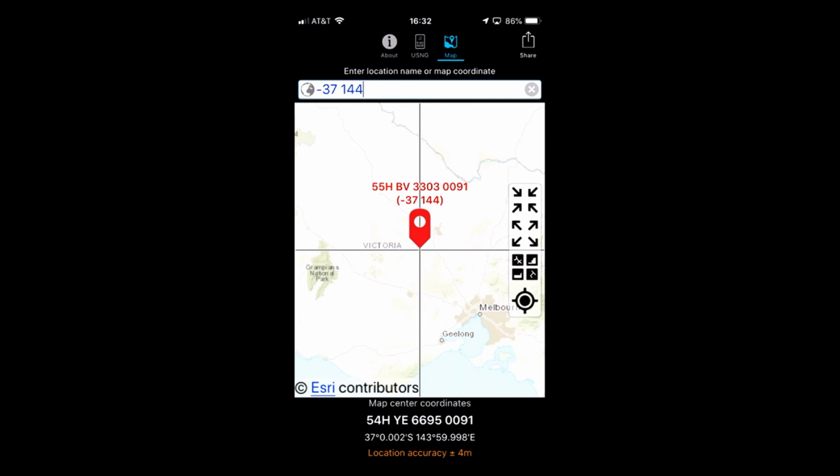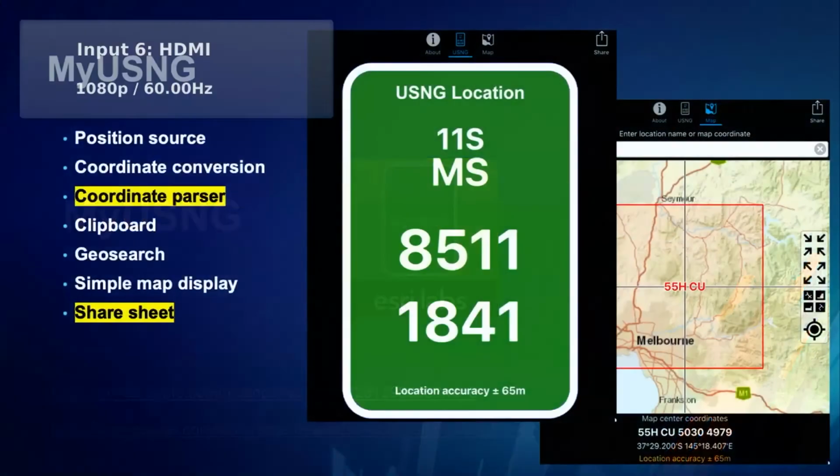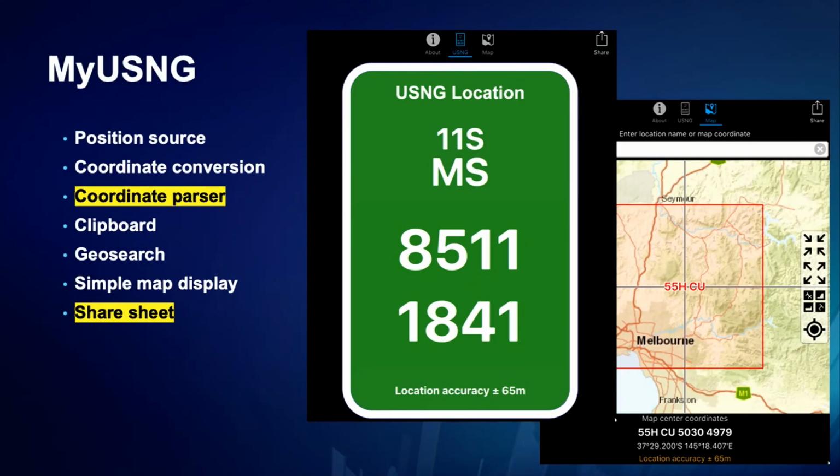So if we jump back out, these are some of the features that the My USNG app uses out of AppStudio. I've highlighted a couple of them, and what I want to do now is just jump into the code and have a look at how complex, or hopefully how simple, it was to do those two things that we just saw. So let's go back to Visual Studio, and I'll make My USNG my main app, and I'm just going to run it one time on here.